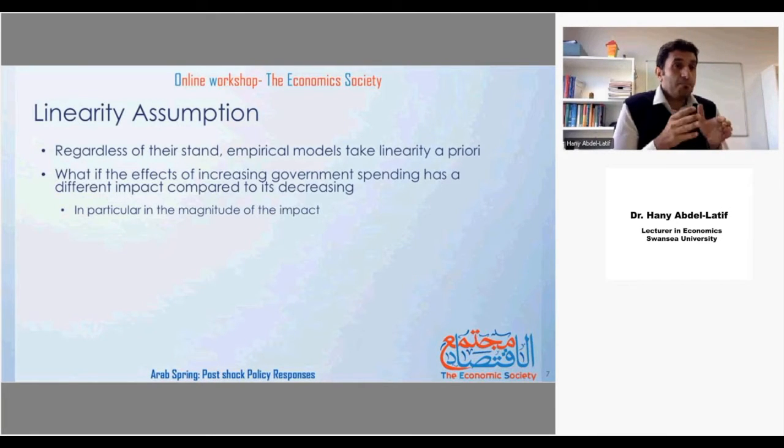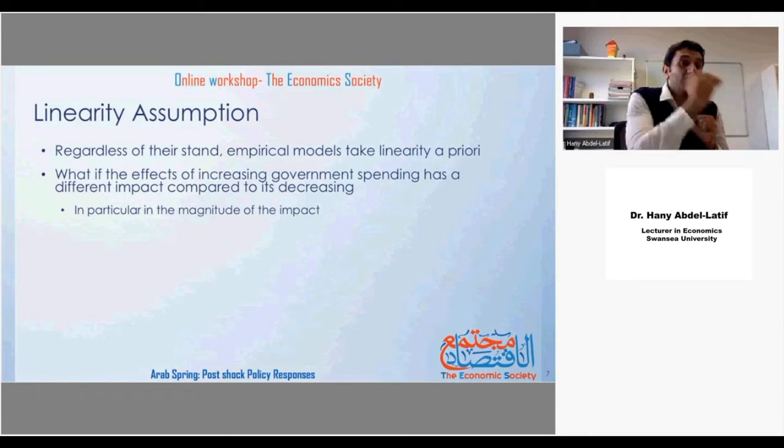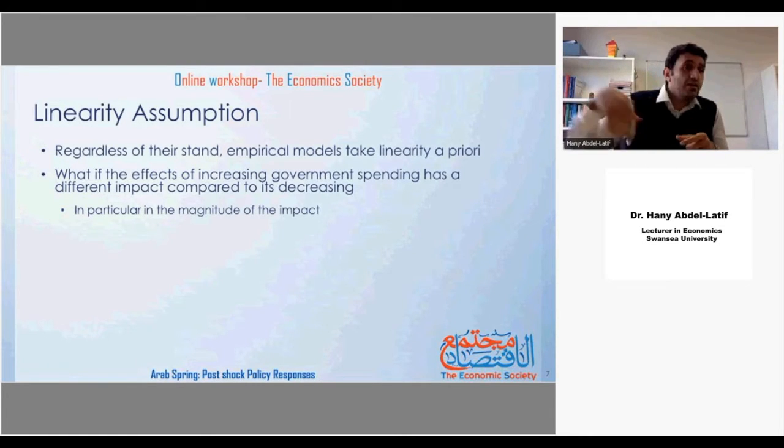So what basically they assume, or presume, or take as a priori there, is that the impact of increasing government spending will be similar, not in sign, I'm talking about the magnitude, to that of decreasing government spending. Let me give an example. In most papers, because they use linear models, they would say if there's a 1% increase in government spending, then that's the impact on GDP or on economic growth.